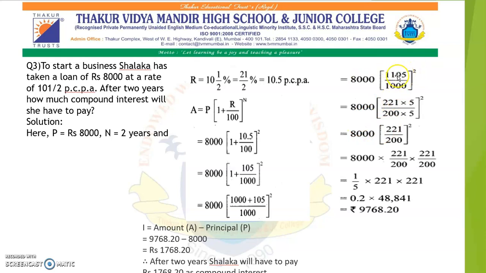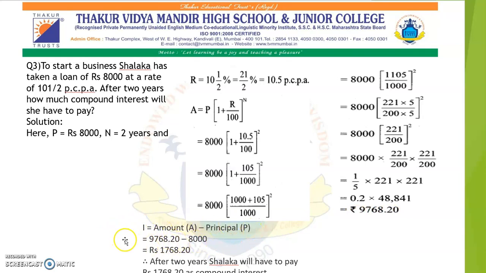Again write the factors of 1105. So 221 into 5 upon 200 into 5 whole square. We get 8000 into 221 upon 200 whole square. 8,000 into 221 upon 200 into 221 upon 200. Cancellation we will do. We get 9,768.20 paise.